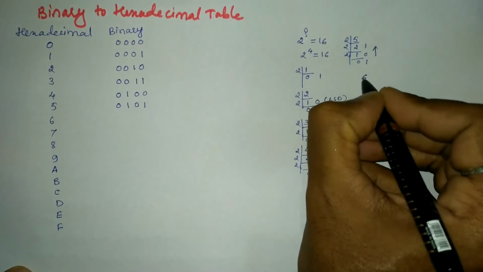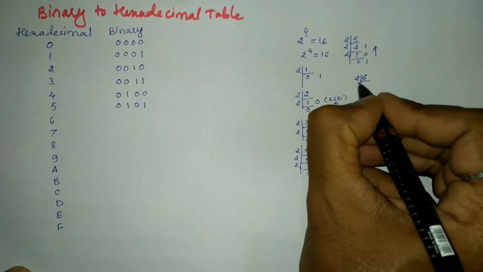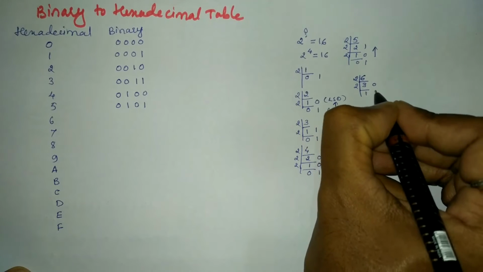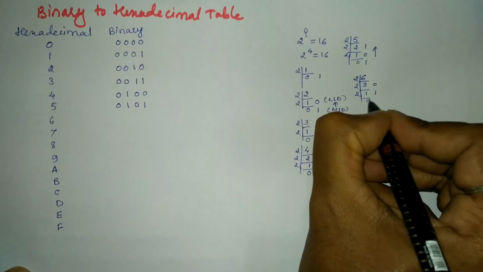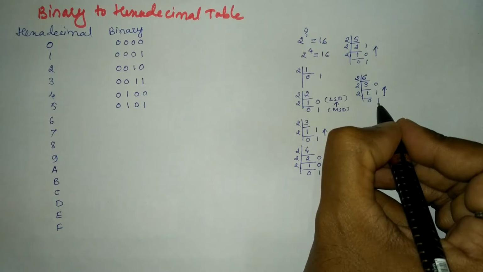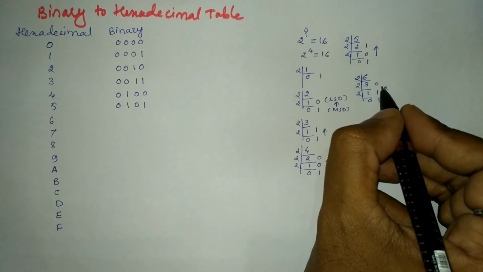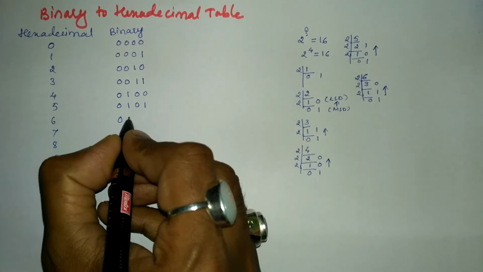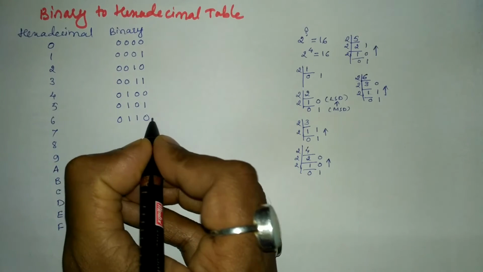Similarly 6 is to be divided by 2. 2 3s are 6. Remainder is 0. 2 1s are 2. Remainder is 1. 2 zeros are 0 and this 1 will become the remainder. Again I'll have to write from bottom to top. So 1, 1, 0 will become 6. Here I'm going to write 0, 1, 1, 0.